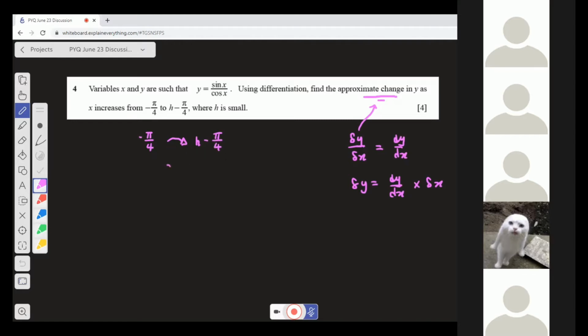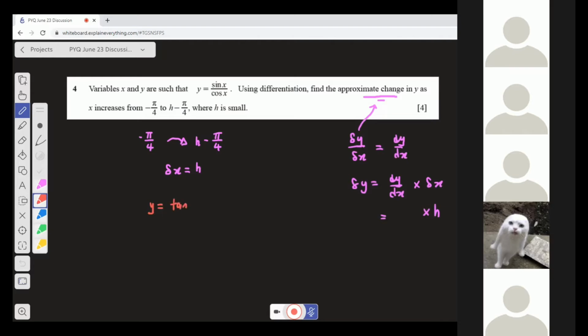So what is the small change of x? H. The change is h. However, you only know the delta x is h. You do not know what dy/dx is. In order to find dy/dx, y is equal to what? What is sine over cos?